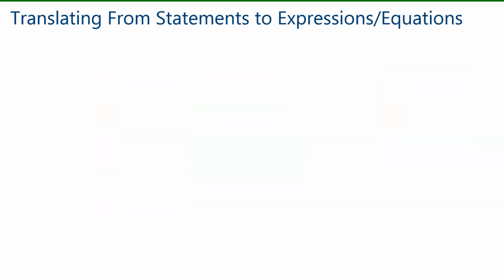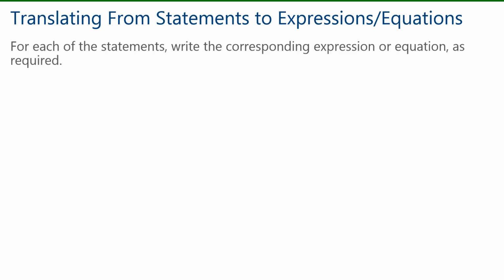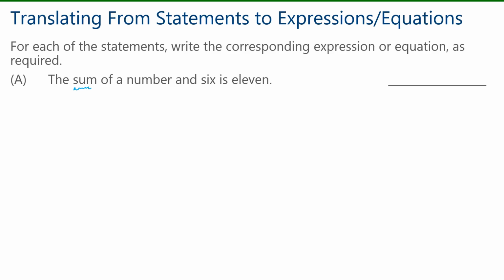So let's have a close look at translating from statements to expressions or equations. For each of the statements, write the corresponding expression or equation as required. We have the sum of a number and 6 is 11. What I'm going to do here is underline some of the key words, like sum. That's really important because that gives me my operation. "Is" tells me that I'm going to have an equal sign over here, so I'm going to put that in right away. And of course, 11.